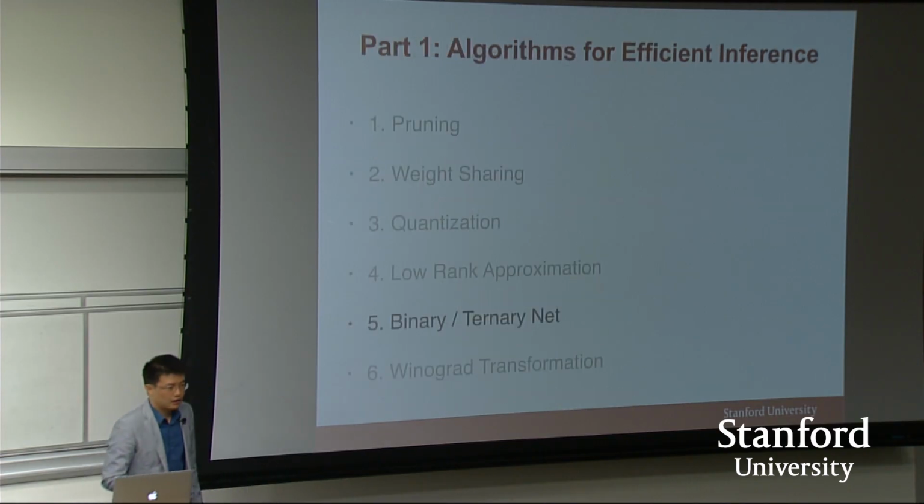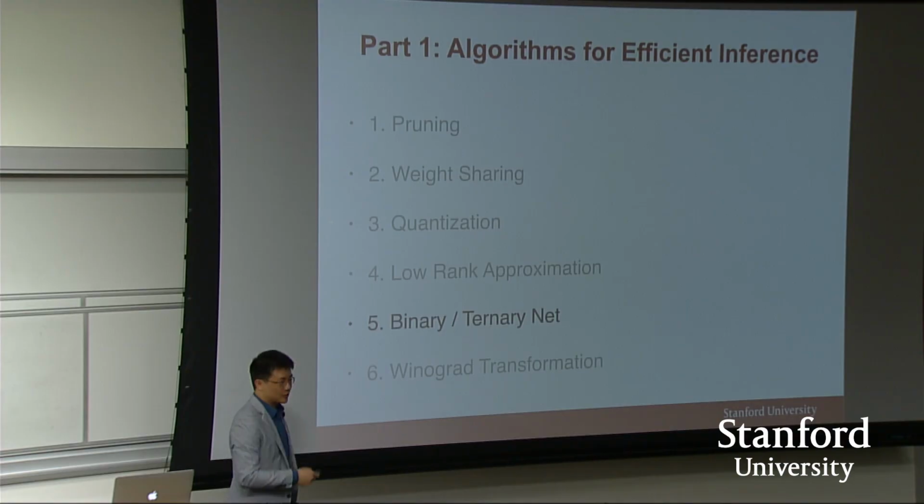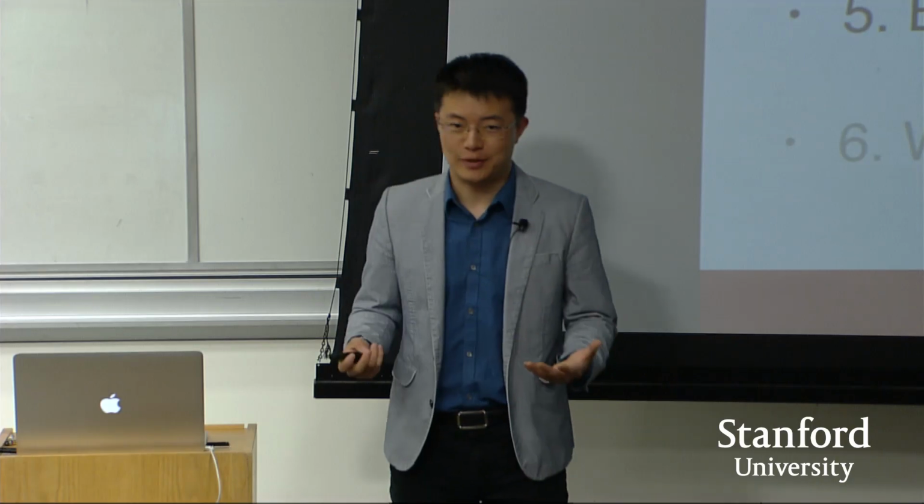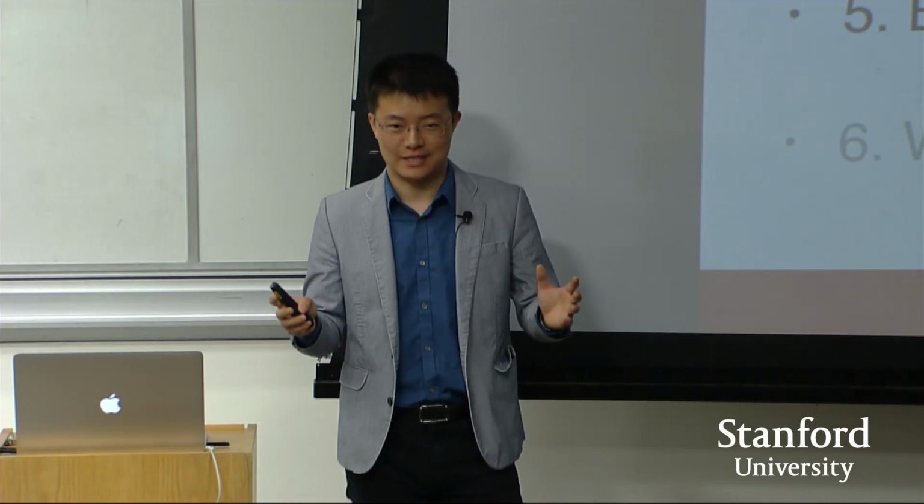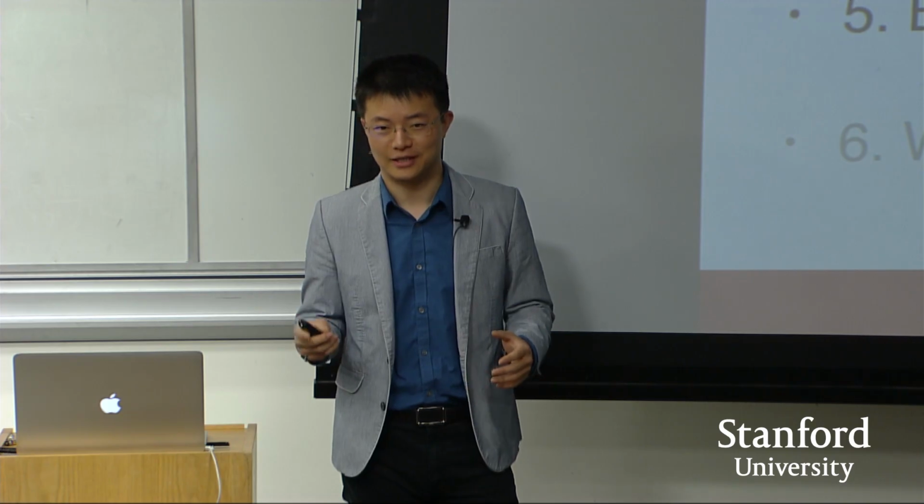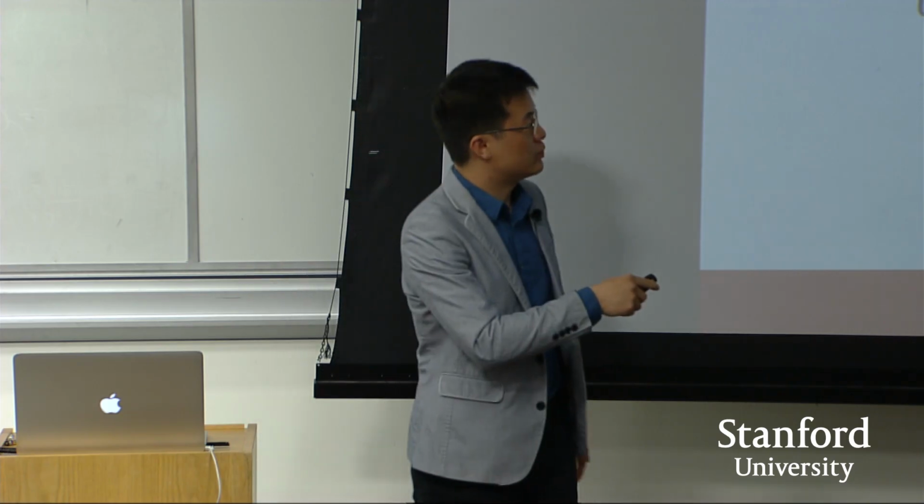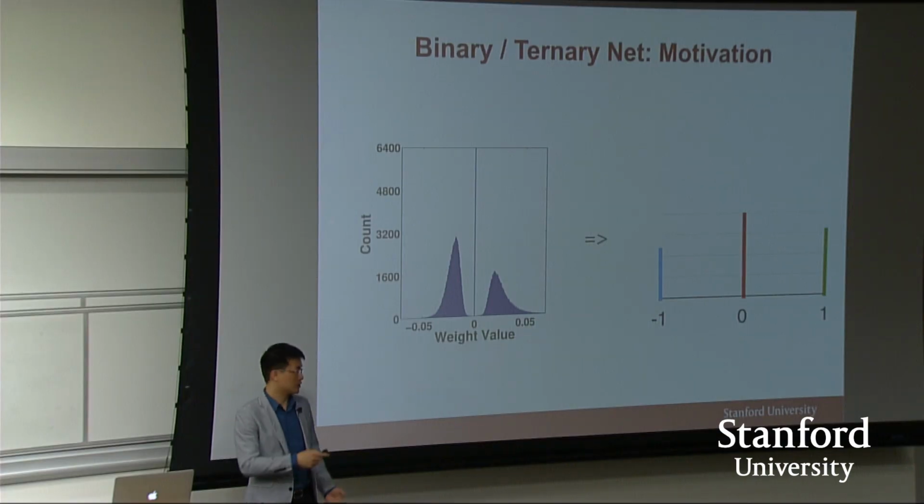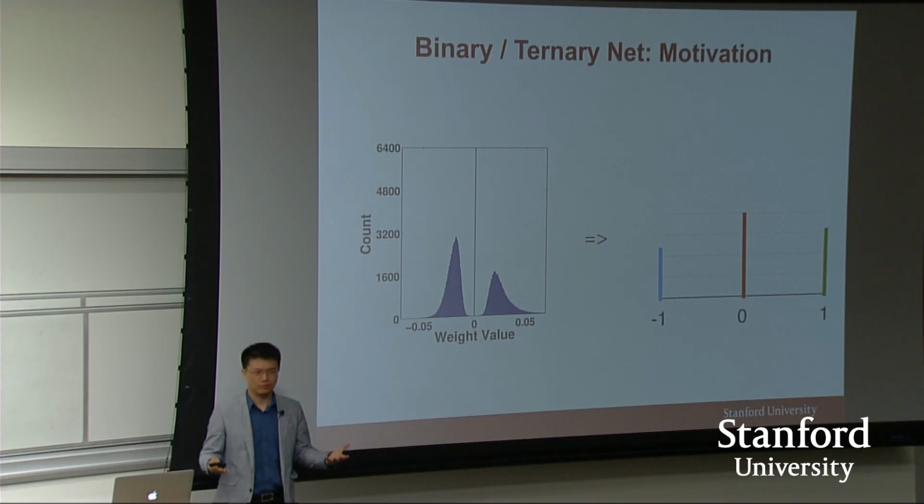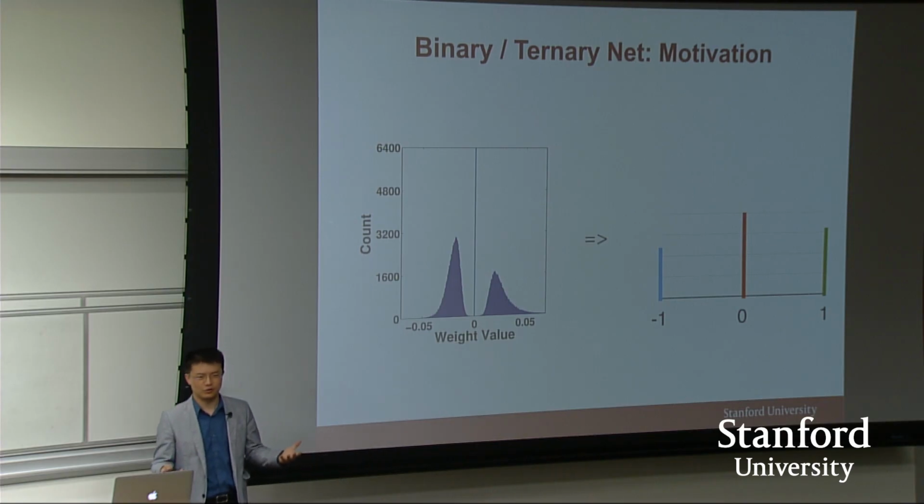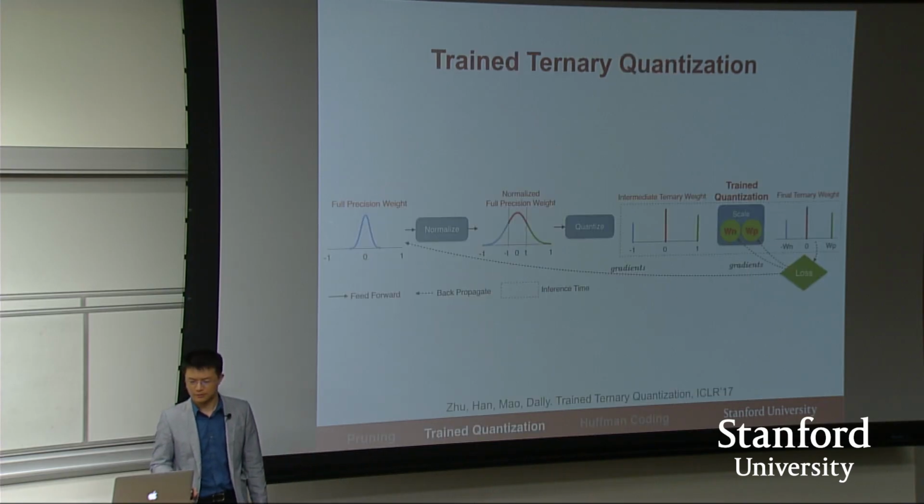Okay. So going even more crazy, can we use only 2 bits, or 3 weights, to represent a neural network, a ternary weight or a binary weight? We have already seen this distribution before after pruning, right? There are some positive weights, some negative weights. Can we just use 3 numbers? Just use 1, -1, 0 to represent the neural network.